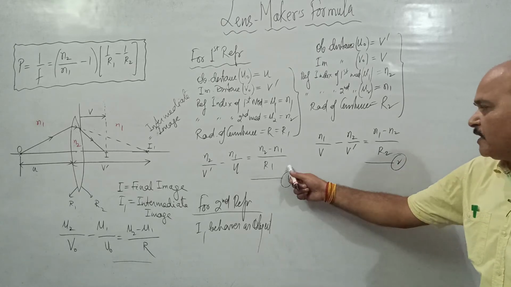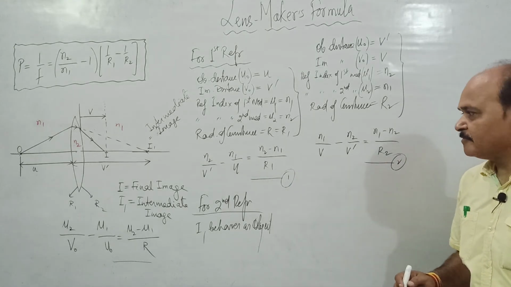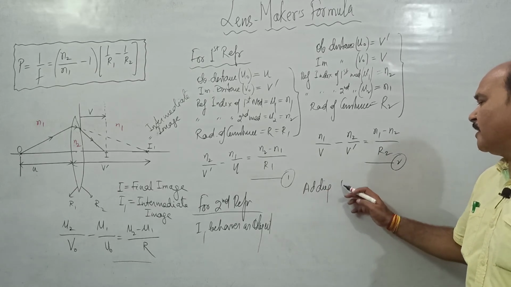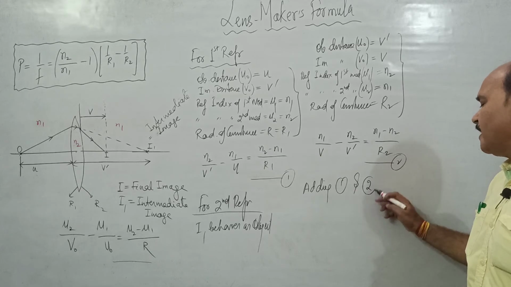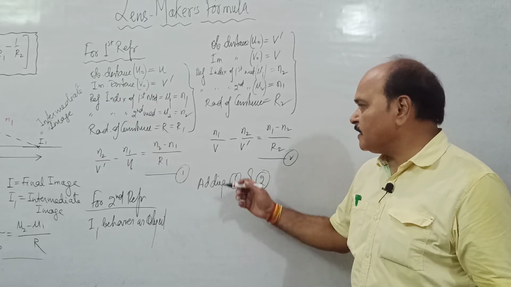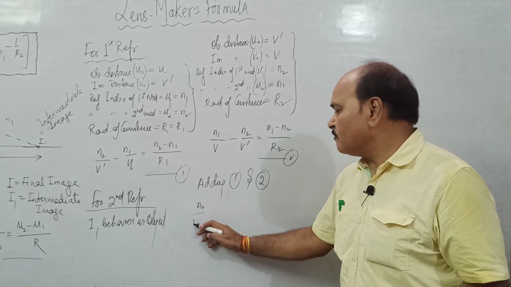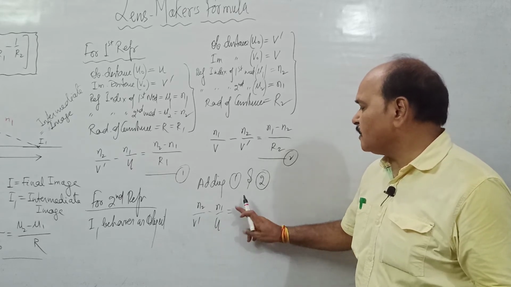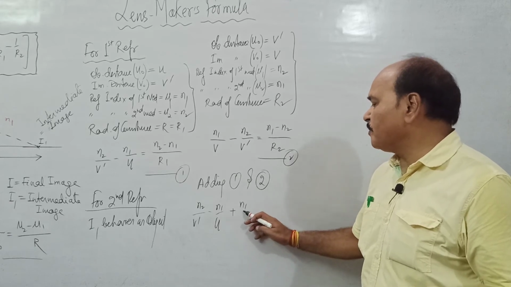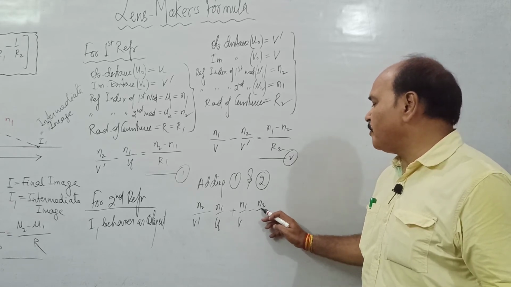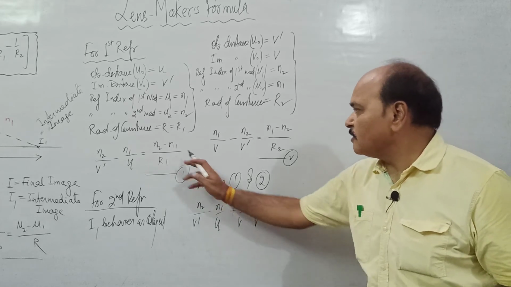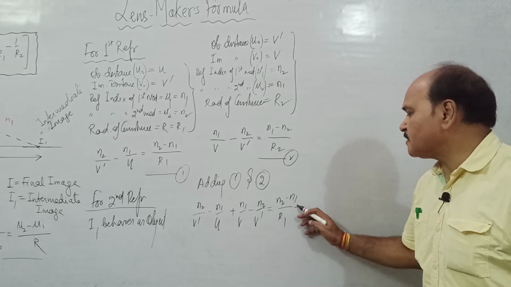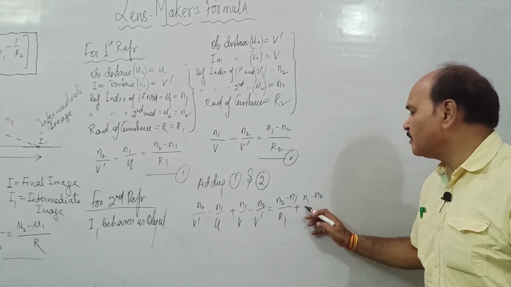Now look at equation number 1 and equation number 2. Let us add them. If we add equation 1 and 2, we get n2 by v dash minus n1 by u plus n1 upon v minus n2 upon v dash is equal to n2 minus n1 upon R1 plus n1 minus n2 upon R2.